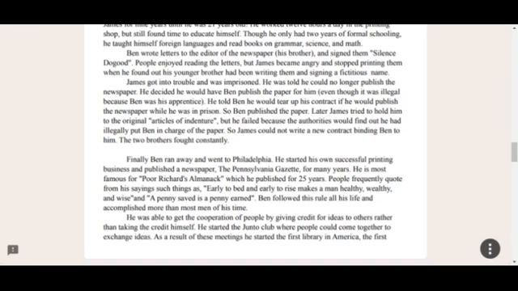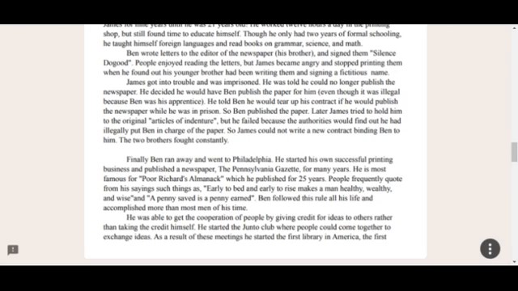He started his own successful printing business and published a newspaper, the Pennsylvania Gazette, for many years. He is most famous for the Poor Richard's Almanac, which he published for 25 years. People frequently quote from his sayings such things as early to bed and early to rise makes a man healthy, wealthy, and wise, and a penny saved is a penny earned.